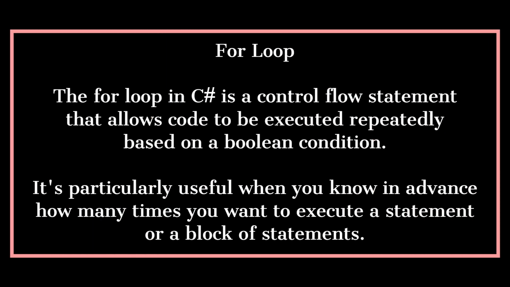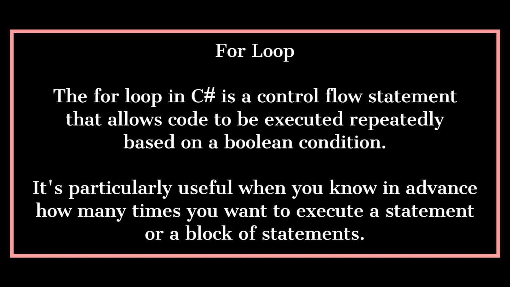So today in this video, we'll be learning what is a for loop and why and how we are using the for loop concept in our C# programming, right? So the for loop in C# is a control flow statement that allows code to be executed repeatedly based on a Boolean condition. So generally, the for loop statement controls the flow of an execution of any piece of code on the basis of a condition.